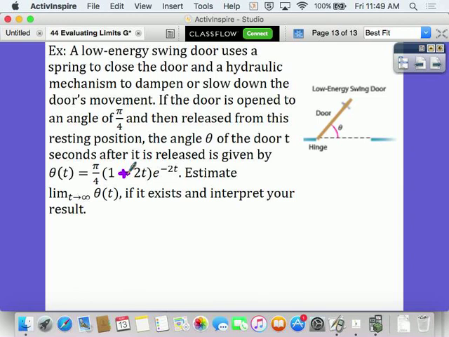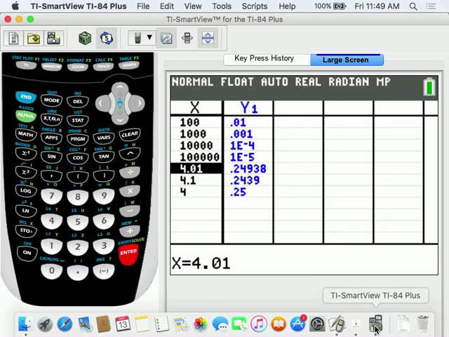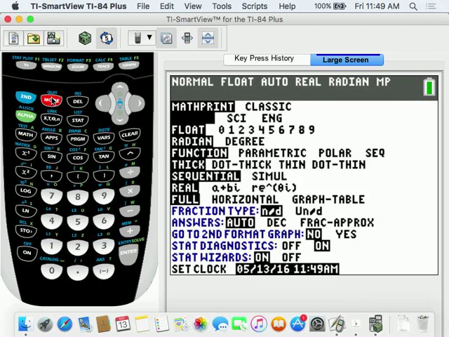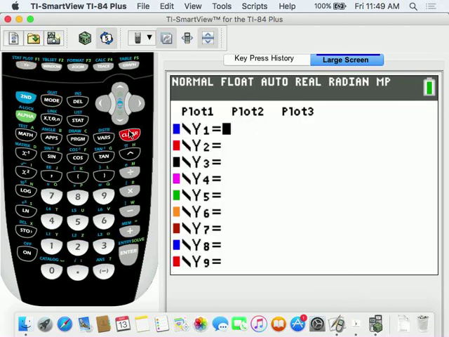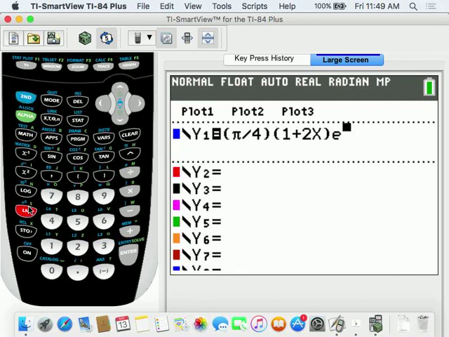So we're going to plug this in. I'm going to make sure that I'm in radian mode, which I am, and I want to be in radian because I am dealing with a trig function here. So I need pi over 4, and then I need 1 plus 2t. I can't get t, so I'm going to put an x, e to the negative 2t. Now, if you do not have a graphing calculator, you are going to have to make a table of values here, and then you'll just have to plug in really, really big numbers for t.